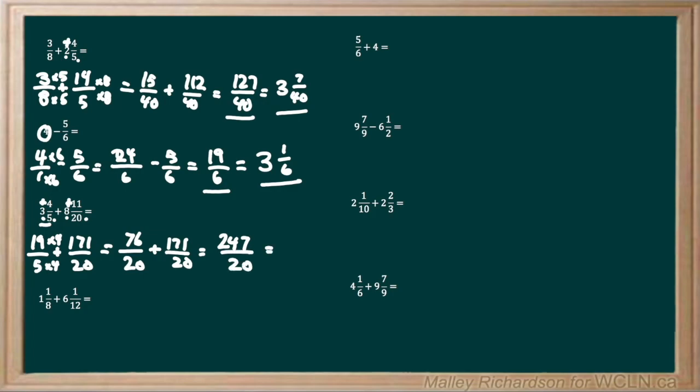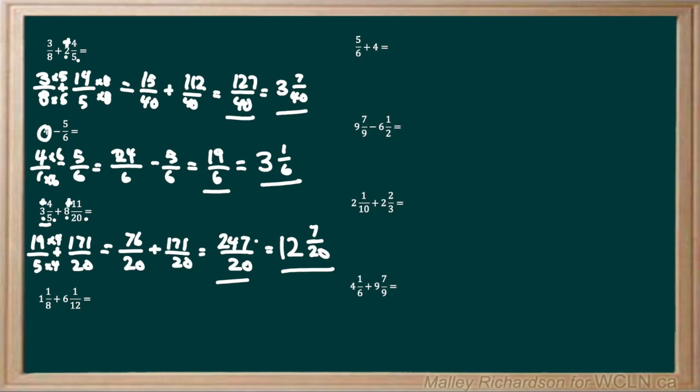Now we can turn this improper fraction into its mixed number. 20 goes into 247 12 times, so that's our whole number out front. And now we need to find out how much is left over. Well, 20 times 12 is 240. And then 247 minus 240 leaves us with a numerator of 7, and then our denominator stays at 20. So we have our improper fraction of 247 over 20, and then our mixed number of 12 and 7 over 20.